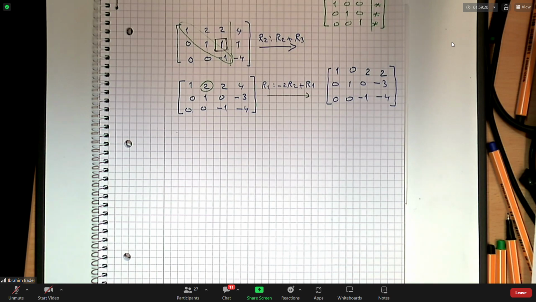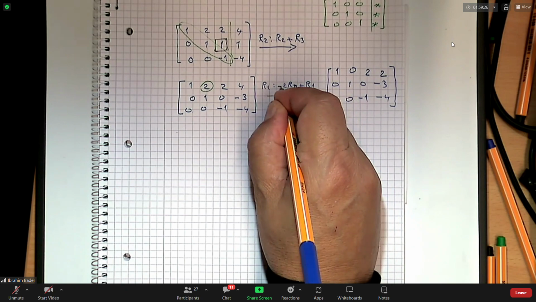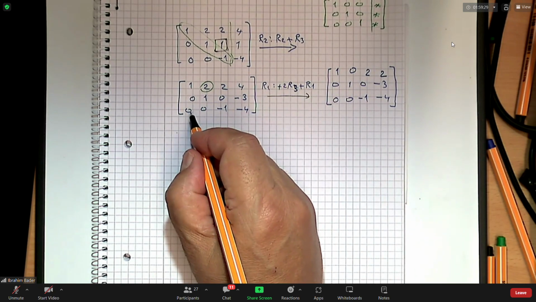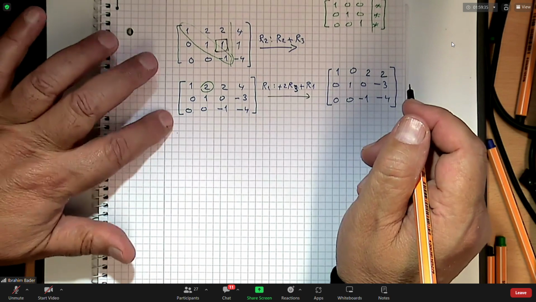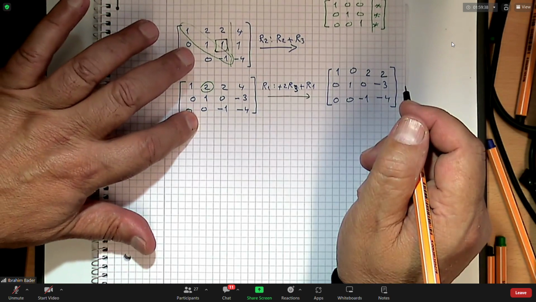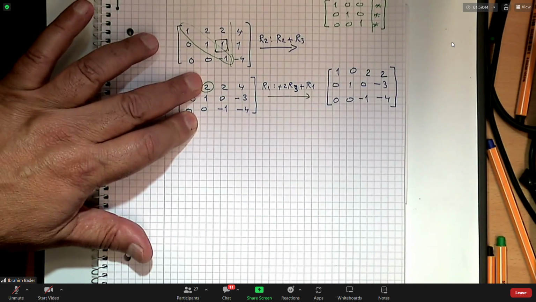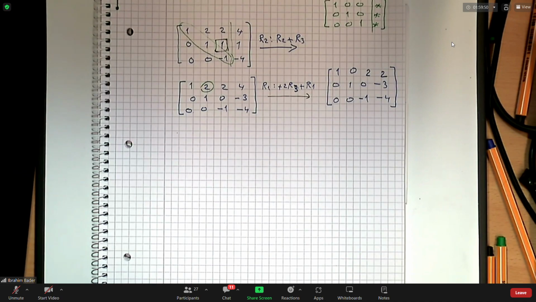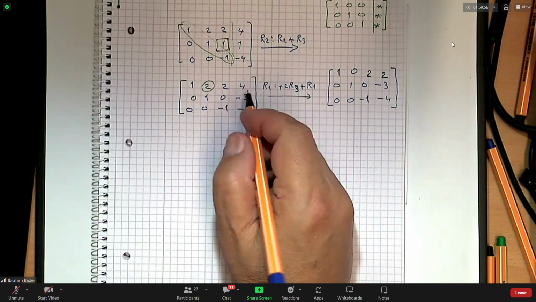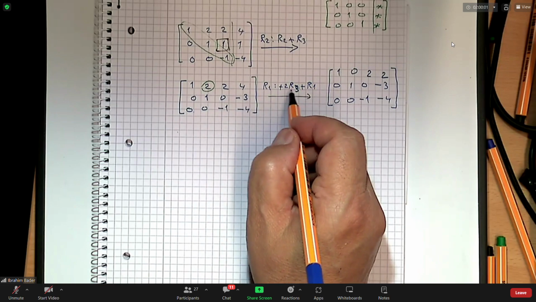Okay. This is the wrong step here. 2 R3 plus 1. Okay. 2 R3 plus 1. So I got here 1. Then 2 plus 2, 0. Oh, you see how. Okay. I'm replacing R1 with 2 R3.